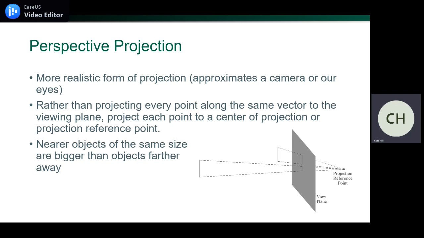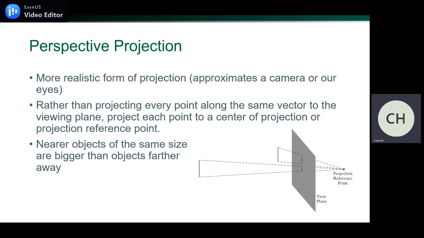Moving on, we'll talk about the perspective projection. This is a more realistic form of projection as it approximates a camera or our eyes. But rather than projecting every point along the same vector to a viewing plane, you project each point to a center of projection, or a projection reference point.